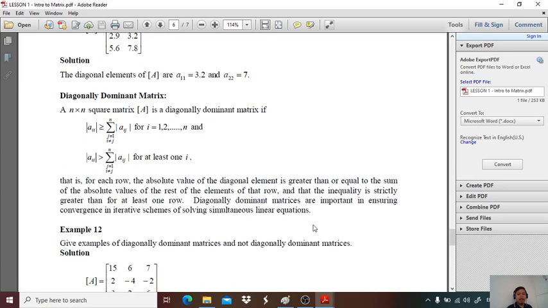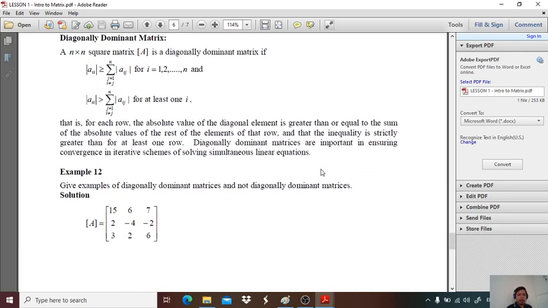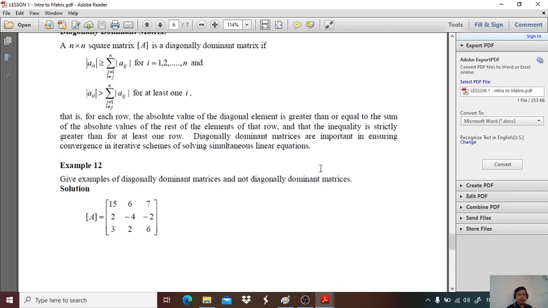Okay? So, diagonally dominant matrices are important in ensuring the convergence in iterative schemes in solving simultaneous linear equations. So, this diagonally dominant matrix is applicable especially in iterative solutions of simultaneous linear equations, like Gauss-Seidel and the Jacobi method. Okay, so let's try this example to check if these are diagonally dominant matrices.